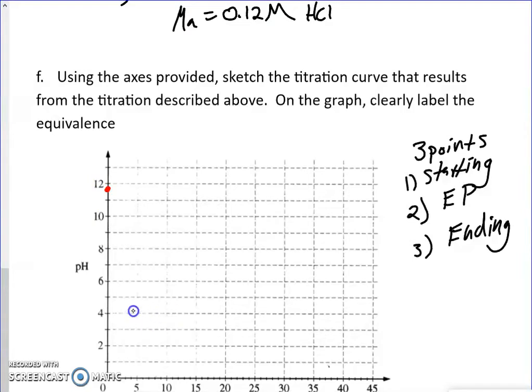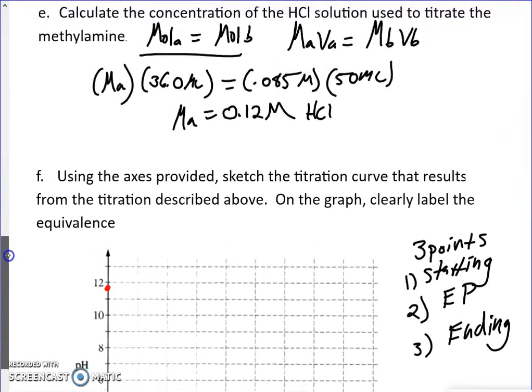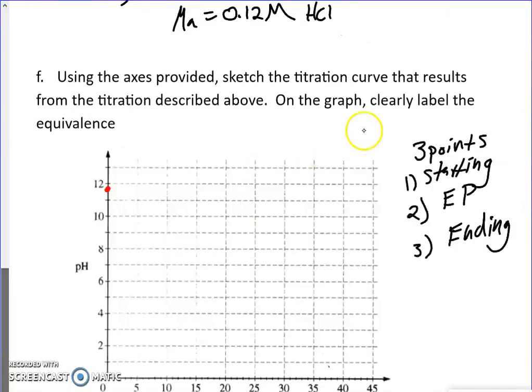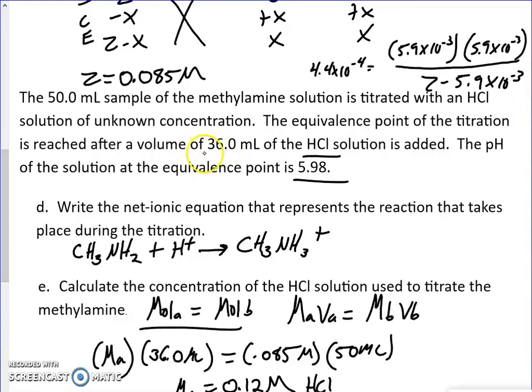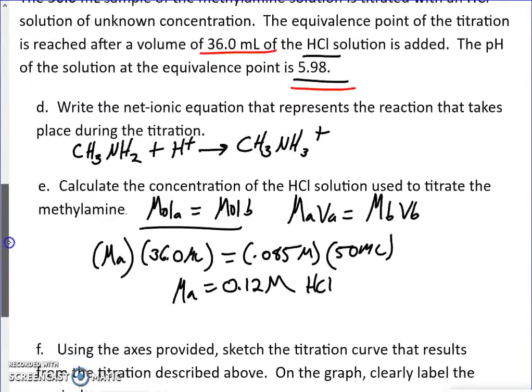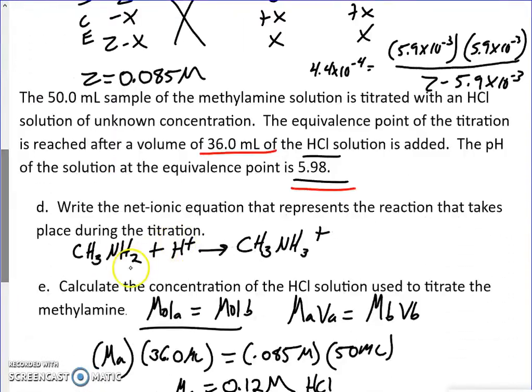From here, we have our equivalence point. Well, guess what? That was in the second set of prompts. We're told that the pH at the equivalence point occurs at 36 milliliters of HCl added and at about 6 as our pH. So let's go back down here. 6 is our pH.